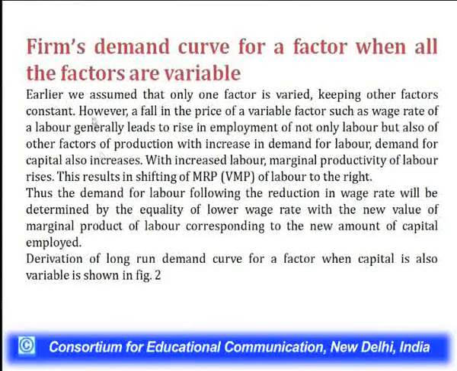Now we will see how the firm's demand curve for a factor is determined when all the factors are variable. In this case, we will take that we are increasing labor, and with that labor we need more capital also. So when more capital is employed along with labor, then marginal revenue productivity of the labor increases, or you can say value of marginal product also increases. So VMP will shift to the right.